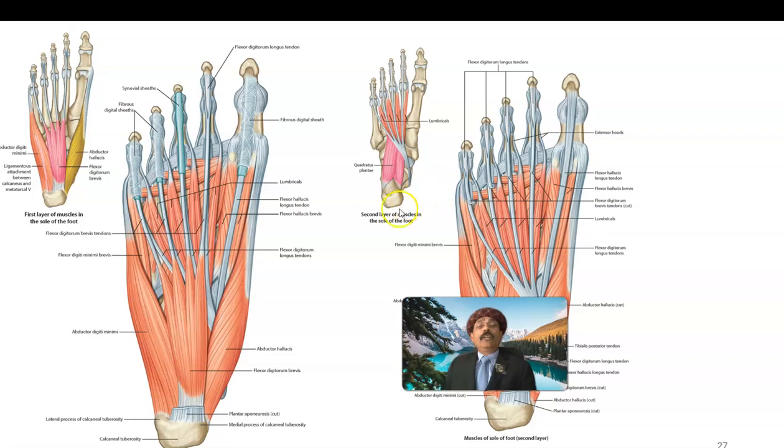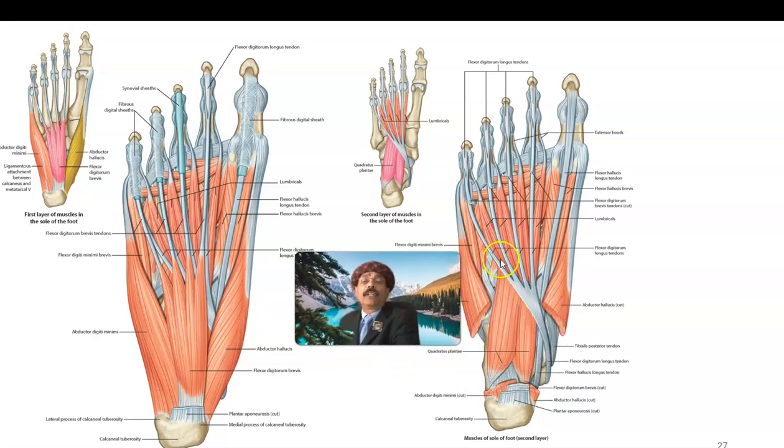If you go to the second layer, we'll get the quadratus plantae and lumbrical muscles. Lumbrical muscle takes origin from the tendon of the flexor digitorum longus here and inserts to the expansion of the extensor tendon. Okay, like this. Here is the insertion to the dorsal digital expansion of the extensor digitorum longus. Okay, so what is this? Second layer muscles, we got that: lumbricals, quadratus plantae.